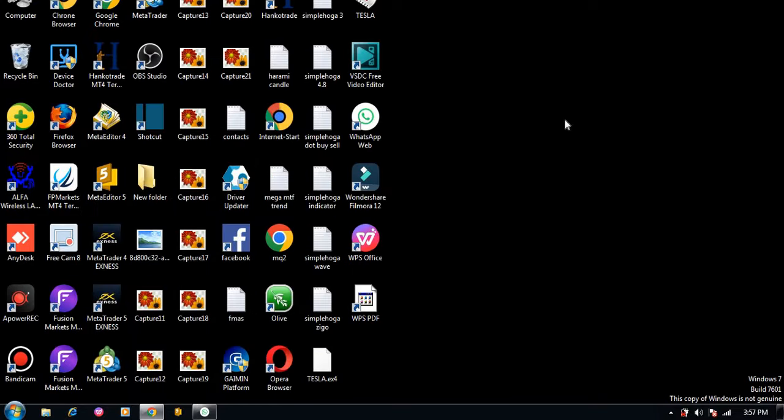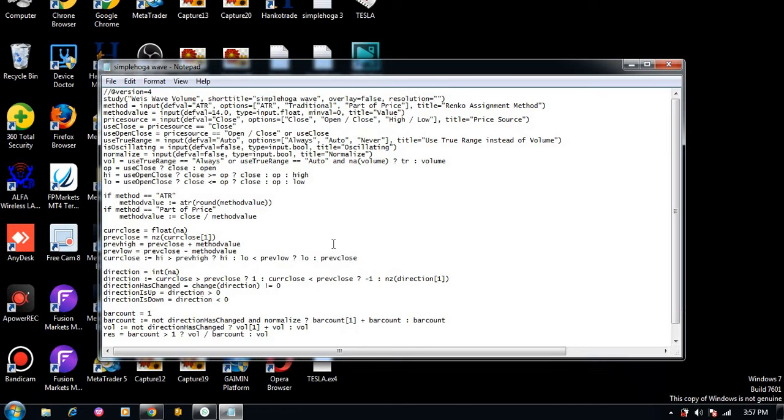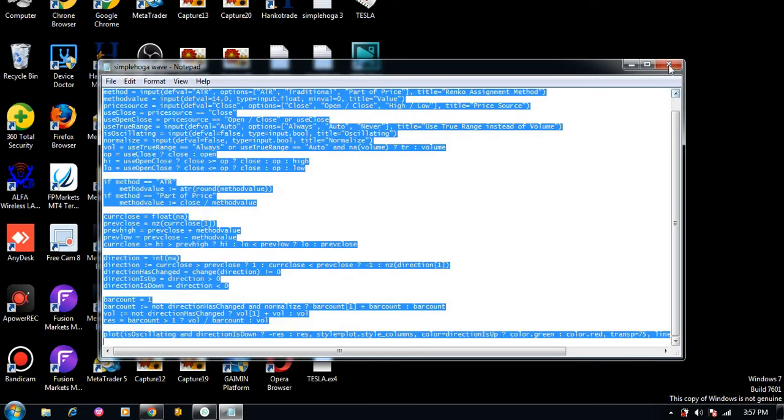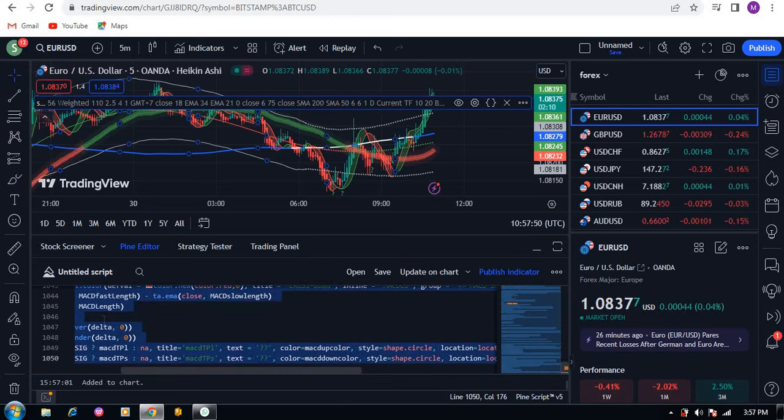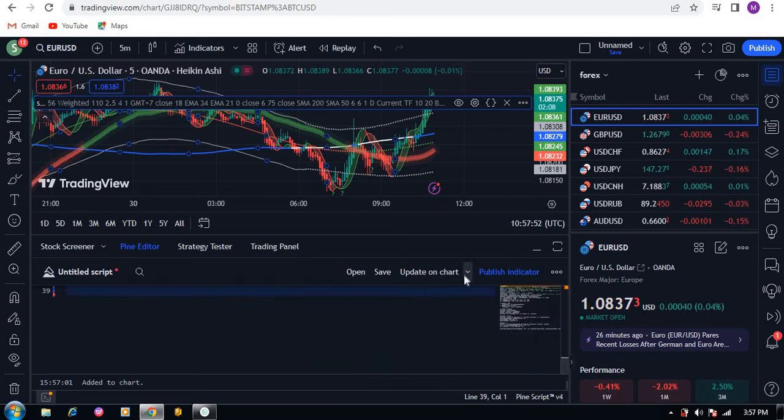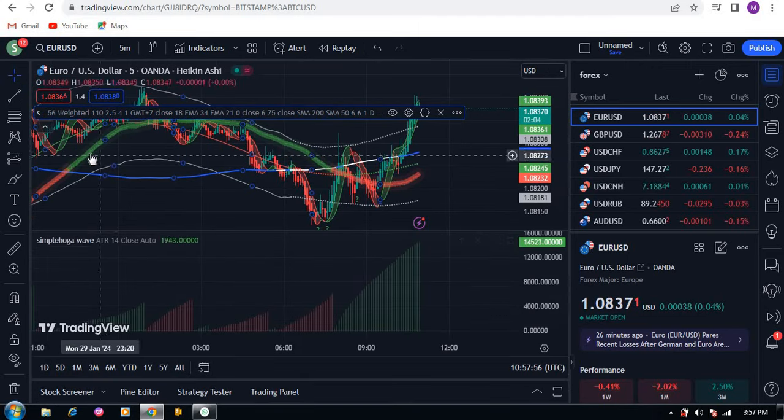So we added this one. Now we need to add another indicator. Control A, Control C, delete it, go to Pine Editor, Control A, Control V, and add to chart. After adding it into the chart, your indicator will look like this one, but we need some changes.